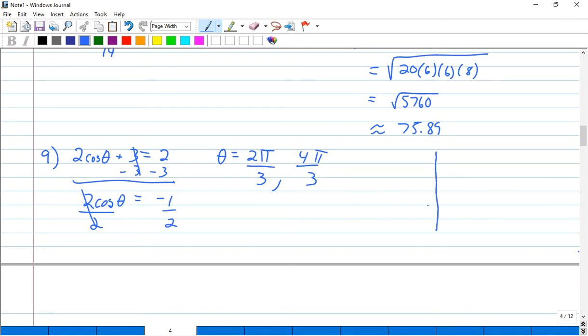Another way to do that is using the reference angle chart. The way that you would use the reference angle chart is you would say, okay, the cosine of what is positive 1/2, and that's pi over 3. Then if we say pi minus pi over 3, we get 2 pi over 3. If we say pi plus pi over 3, we get 4 pi over 3. Either way, you get the same two answers.